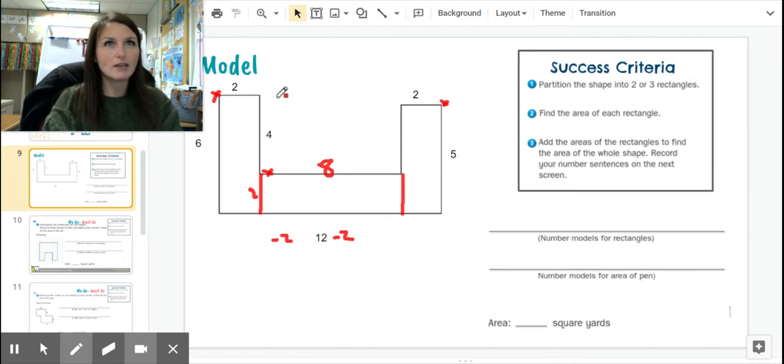You have to look at it, right? If this is 4 and this one's 6, well, what is missing right here? Well, 6 minus 4, that's 2, because 2 plus 4 would be 6. Sometimes you have to do that thinking.